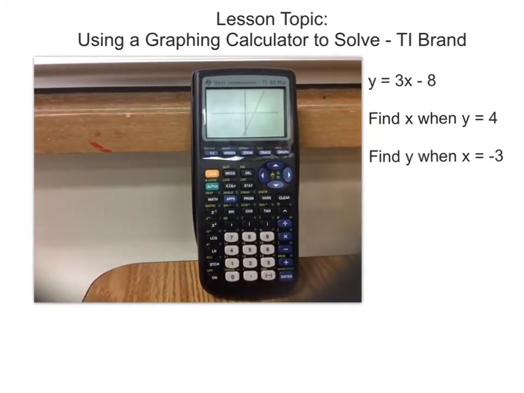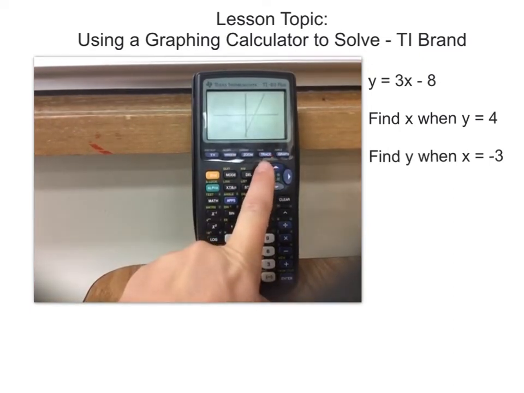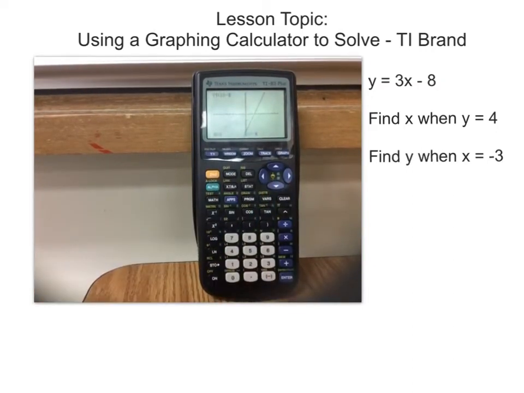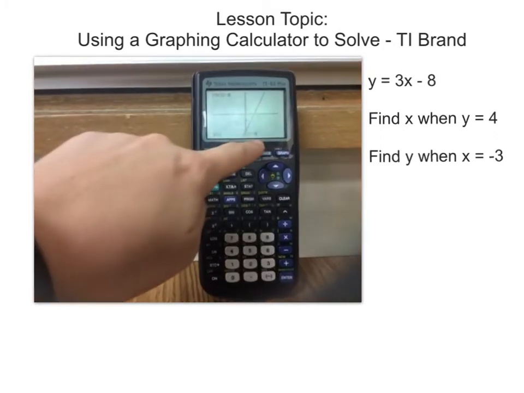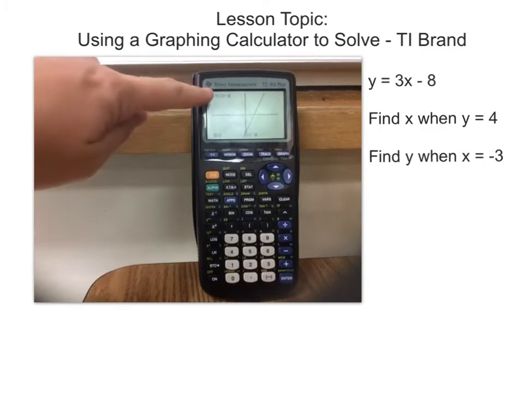Here's how we're going to figure out what it is. We're going to use something called trace. It's this button right here. You're going to use this a lot. So if you hit trace, what happens is some stuff comes up on the screen. It tells us right now the cursor's at 0, -8. It usually does start at the y-intercept. And it tells us our function up here.